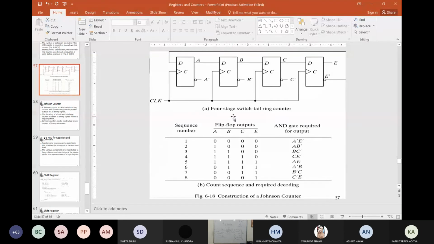Now please try to understand how Johnson has constructed it. Are you getting any ideas? Like, can we make it different? If there are 4 flip-flops, they are having 8 sequences now. So with 4 flip-flops, I can generate 8 sequences, whereas in your ring counter, with 4 flip-flops, I can generate only 4 sequences. Isn't it? Yeah, that is what Johnson has told.